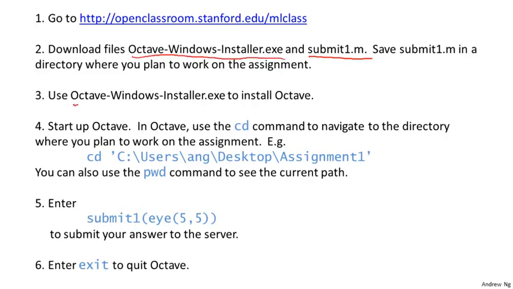After that, we're going to use the installer to install Octave and start up Octave, navigate to the directory where you want to work on the assignment, and then that's the command for submitting your solution. And finally, you type exit to exit Octave. I'm including this slide here mainly for reference. All of this is repeated in the text on this website, and we're going to slowly step through these steps one at a time. So let's get started.